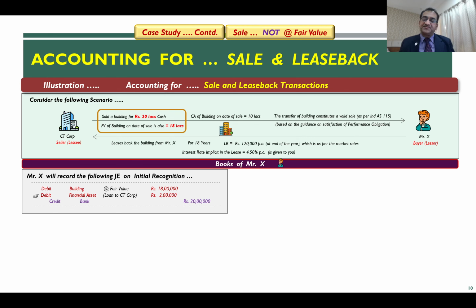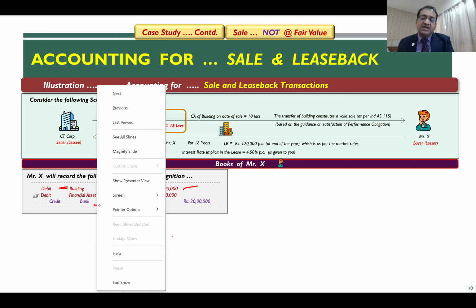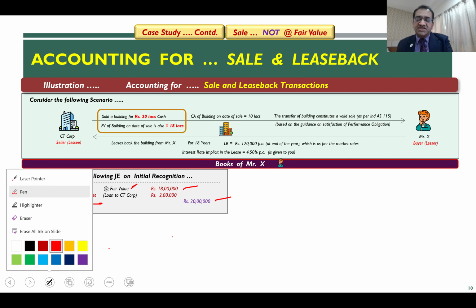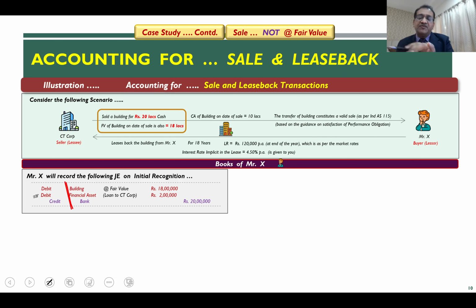When it comes to Mr. X, because it's a valid sale transaction, the building now belongs to Mr. X. So they will record the building at fair value of 18 lakh rupees. X is paying cash to the extent of 20 lakhs, credit bank, 20 lakhs. And the balance 2 lakh is the loan, additional funding, which has been given to CityCorp. And therefore, that 2 lakh will be debited as a financial asset, loan given to CityCorp. That is the first entry which X will record for the acquisition of the building from CityCorp.